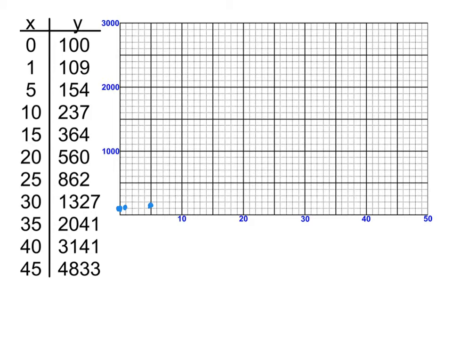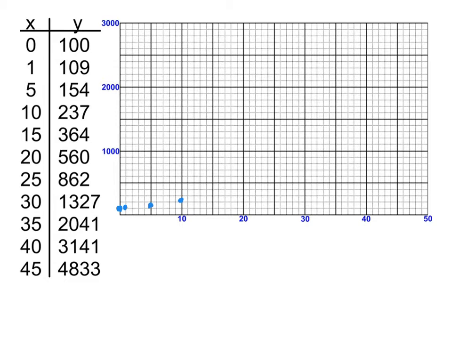All right, so then next up, we go to 10 and 237. So, of course, I'm going to go over 10, but then I'm going up to 237. Now, remember, our scale is hundreds, so that's between 200 and 300 then. Which is it closer to, the 200 or the 300? 200. Yeah, it's closer to 200 because it's less than 250. And so I'm going to go over to 10, and I'm going to go up between 200 and 300 and kind of have it on the lower half because it's closer to the 200 side than the 300 side.